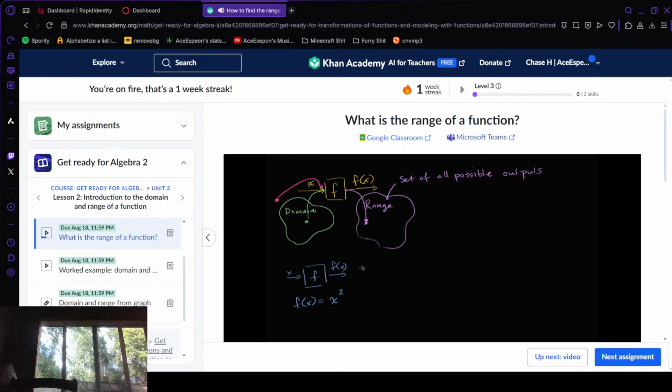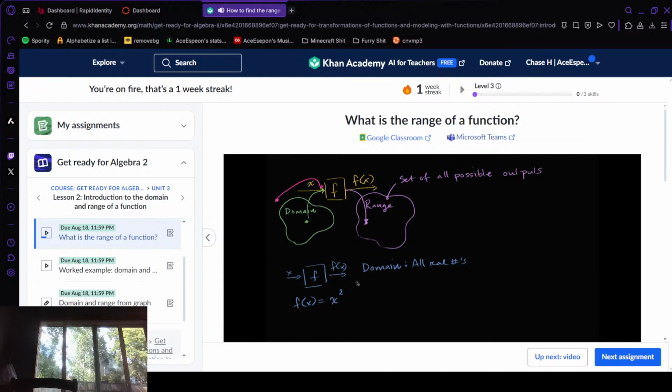Well, just as a little bit of a review, we know what the domain here is going to be. The domain is the set of all valid inputs. So what are the valid inputs here? Well, I could take any real number and input it into this, and I could take any real number and square it. There's nothing wrong with that. And so the domain is all real numbers. But what's the range?